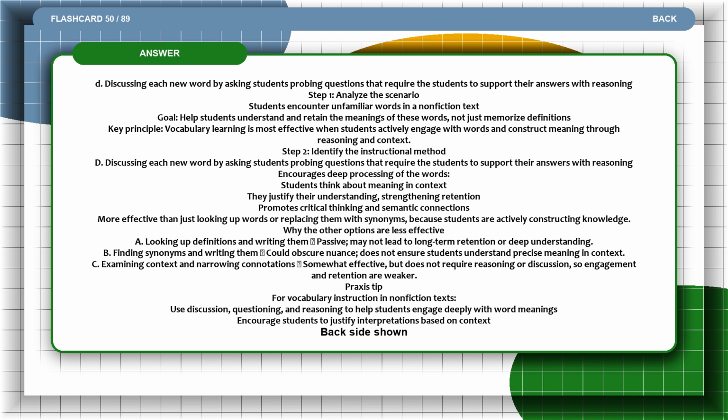Why the other options are less effective. A. Looking up definitions and writing them. Right arrow. Passive, may not lead to long-term retention or deep understanding. B. Finding synonyms and writing them. Right arrow. Could obscure nuance, does not ensure students understand precise meaning in context. C. Examining context and narrowing connotations. Right arrow. Somewhat effective, but does not require reasoning or discussion, so engagement and retention are weaker.